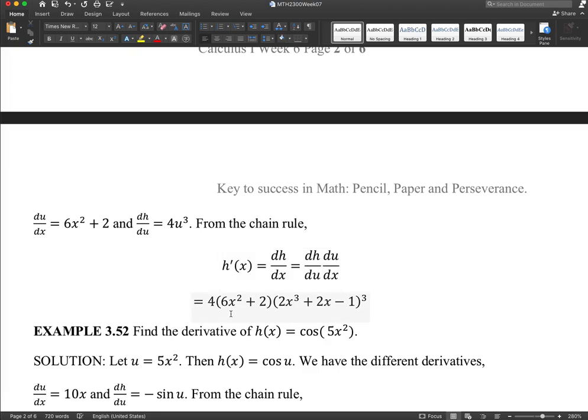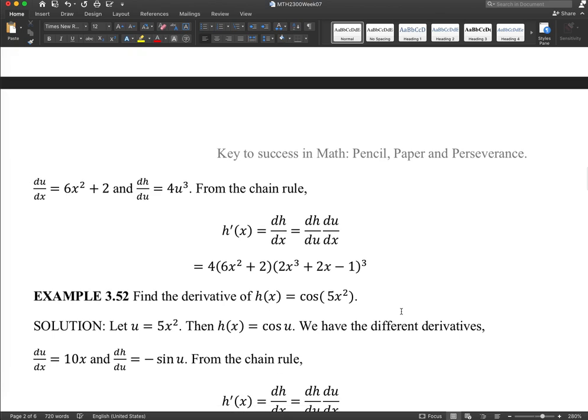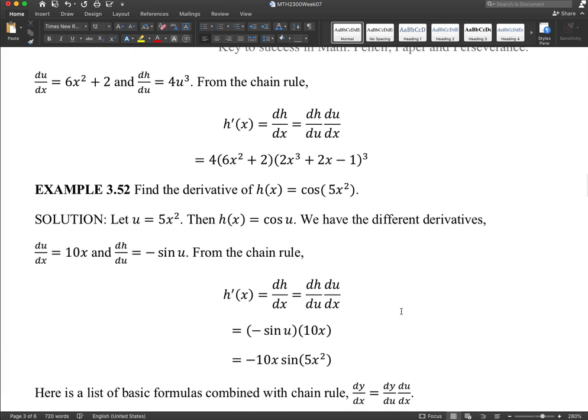So we are having everything in terms of x, because this is 4 times, I have this part combined. I take out the 4 to the front, 4 times 6x squared plus 2. Then u to the 3, u is this part to the 3. I skipped some writing, hopefully it's easier to follow, right? Let's keep on trying the chain rule.